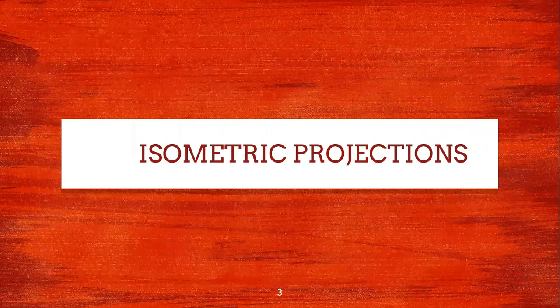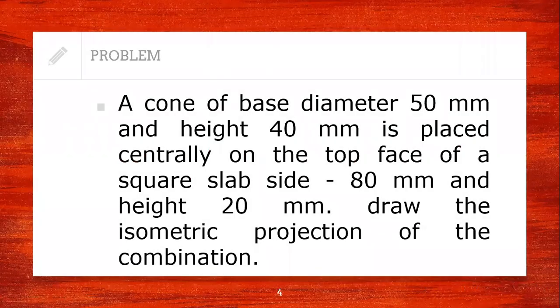In today's lecture, I will be discussing isometric projections. A cone of base diameter 50 mm and height 40 mm is placed centrally on the top face of a square slab, side 80 mm and height 20 mm. Draw the isometric projection of the combination.